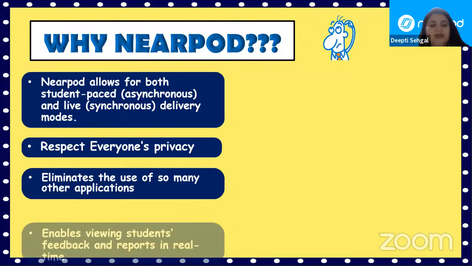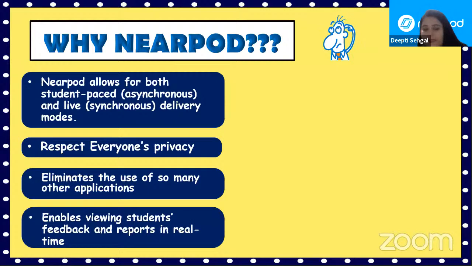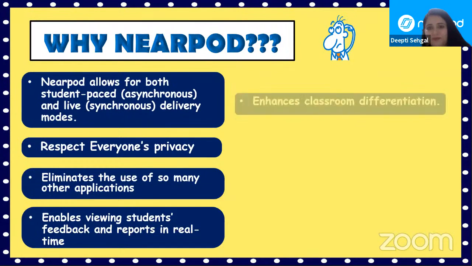Okay. So then it enables viewing students' feedback and reports in real time. So many times we are not able to see whether our children are understanding or not. What are they doing at the back of the screen? We don't know. In class, we were able to see, okay, this child is doing this work, and we can tell them. But through Nearpod, we can see what children are doing, how many children are attempting the questions, how many children are not attempting, how many children are paying attention. So we can gauge everything through Nearpod.